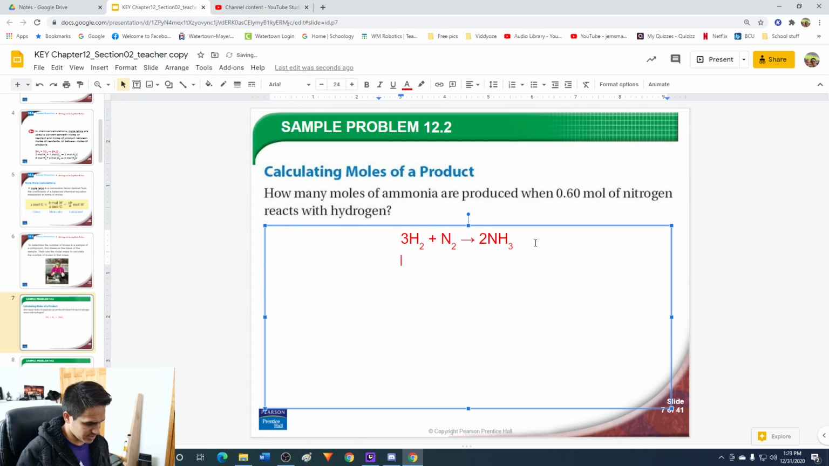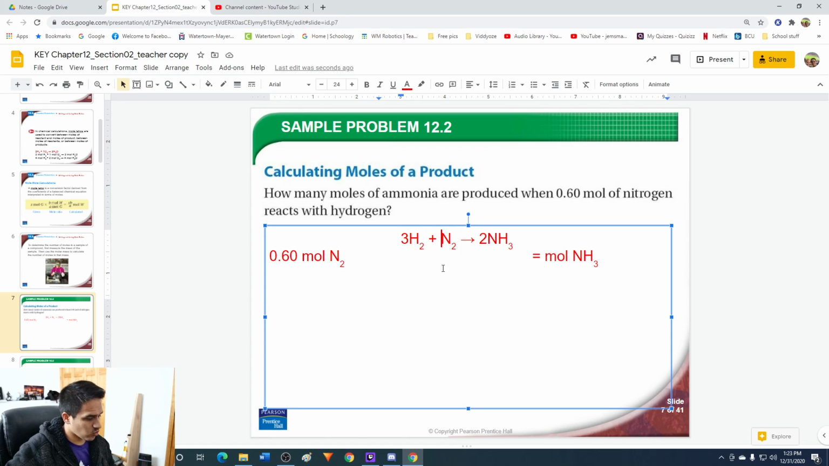And now the question is asking, if we are starting with 0.60 moles of N2, because it says how many moles of ammonia are produced when 0.60 moles of nitrogen reacts with hydrogen. So basically we're starting with 0.60 moles of N2, and we're going to get an answer in some number of moles of NH3, ammonia. And to do this, it's just going to be a conversion problem. Now the conversion factor is given to us in the reaction.